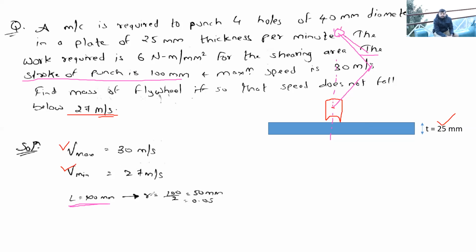So R is equal to 100 by 2, that is 50 mm, and it is converted into meters, that is 0.05 meter, right? So I hope this is clear till here. Okay.